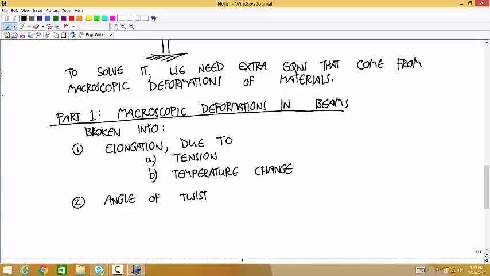And what causes angle of twist? What causes a beam to twist about its axis? Oh, torsion. Torsion. Yes, thank you. No thanks to the rest of you.